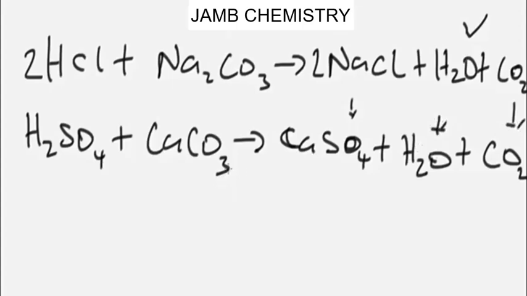Now, what of calcium? Calcium is 1. Calcium is 1. Calcium is balanced. What of carbon? Carbon is 1. Carbon is 1. So this reaction is balanced. Okay, so this is basically what we're going to have when acid reacts with metal carbonate. Remember, this metal carbonate here is serving as a base. Sodium carbonate here, calcium carbonate here, they are serving as a base.